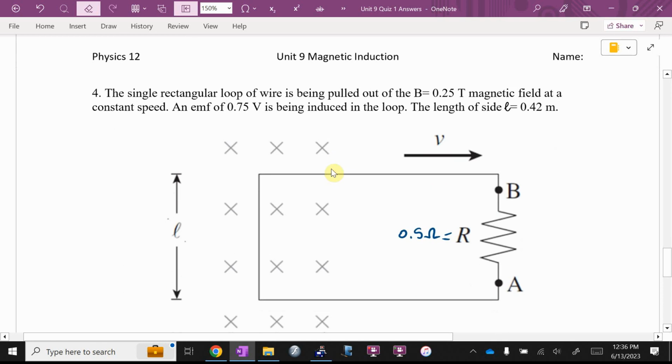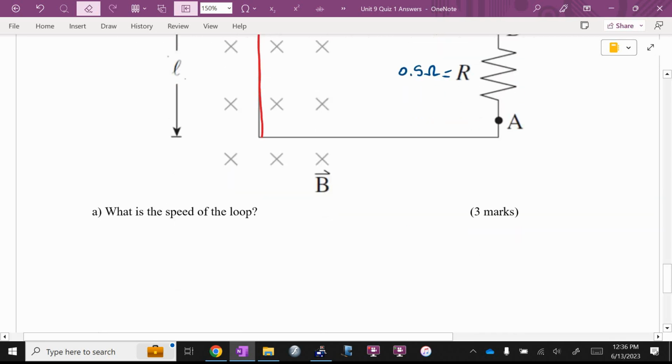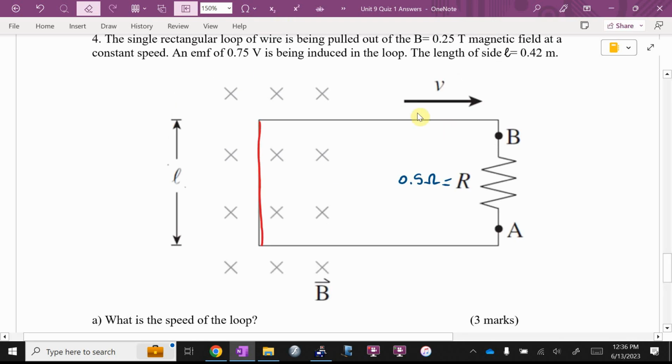Although we have a loop of wire, I think the EMF is being initiated by this. Also, it wants a speed. Ella, there's only one EMF equation that has a V in it. I'm going to use that, and really I'm targeting that single piece of wire, Victor, that's perpendicular to the magnetic field and the velocity. These two, the top one and the bottom one, are parallel to the velocity. You're not going to induce an EMF. And this section of wire where the resistor is isn't even in the magnetic field.